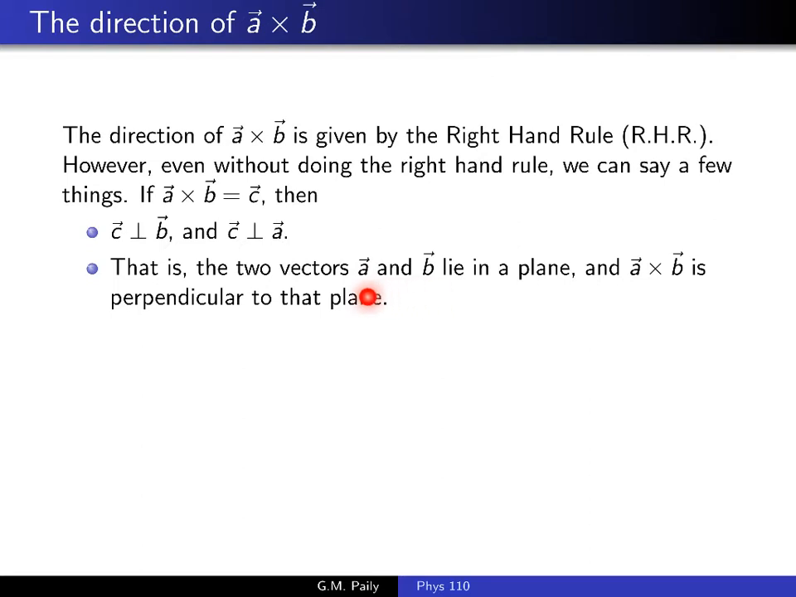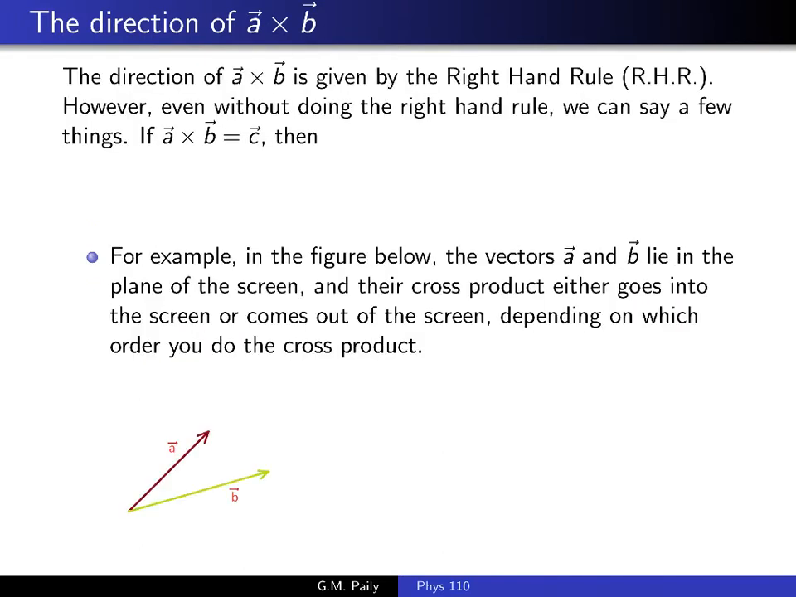In other words, the two vectors A and B lie in a plane, and A cross B is going to be perpendicular to that plane. For example, in this figure, A and B lie in the plane of the screen, and their cross product will either go into the screen or come out of the screen, depending upon whether you do A cross B or B cross A.